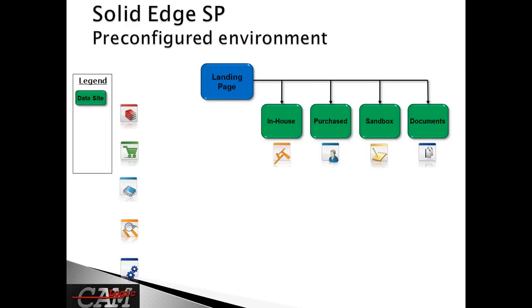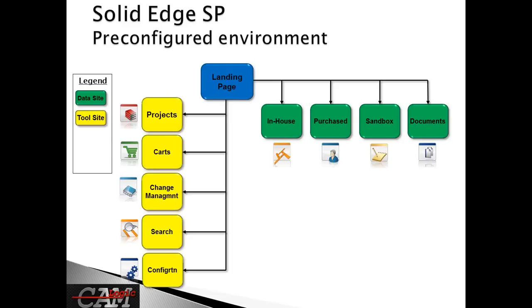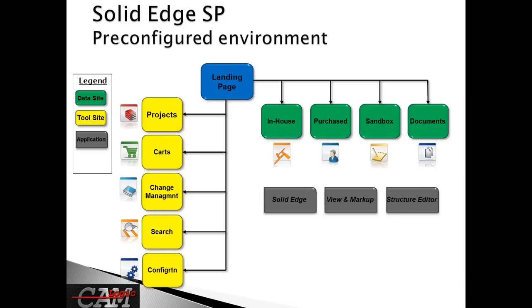Now let's take a quick look at that pre-configured environment. I'm going to lay it out step by step. So for the data site, we have the landing page, and then we have in-house, purchase, sandbox, and documents. Now looking at the tools site, we have the fields of project, carts, change management, search, and the configurations. Now looking at the applications, we have the Solid Edge View and Markup and the Structure Editor. And on the web part, we have the content browser and the relationship browser.